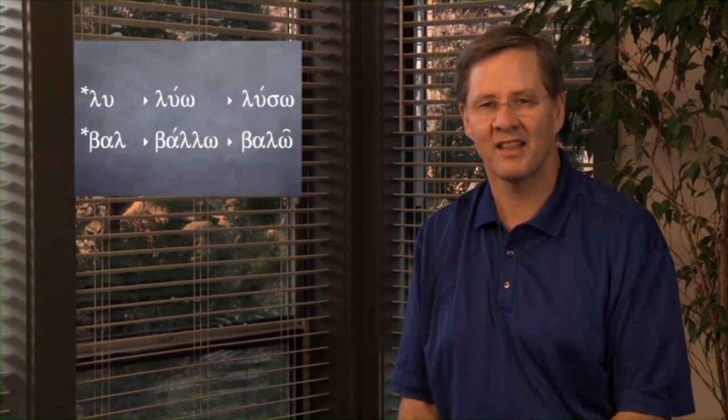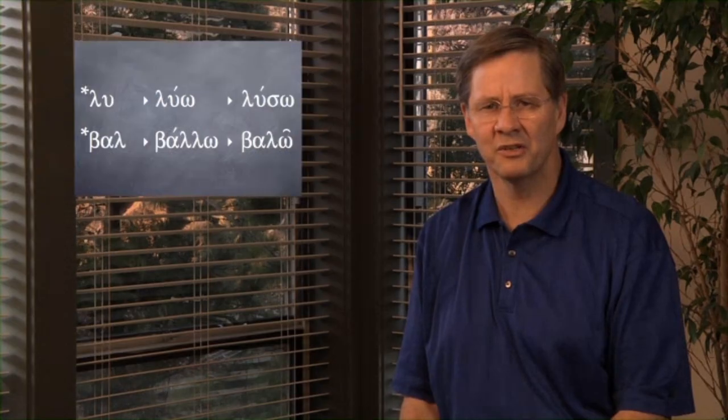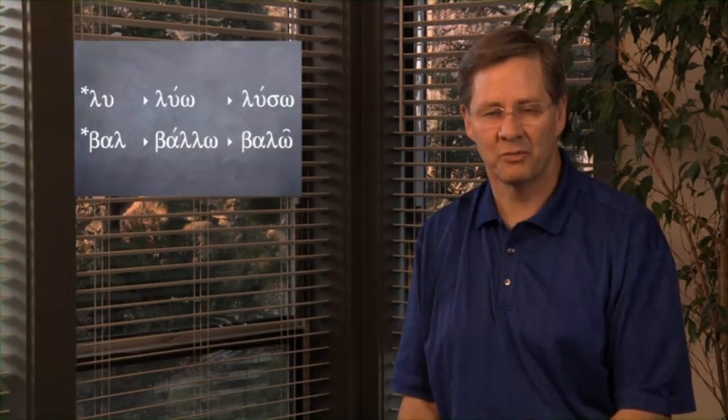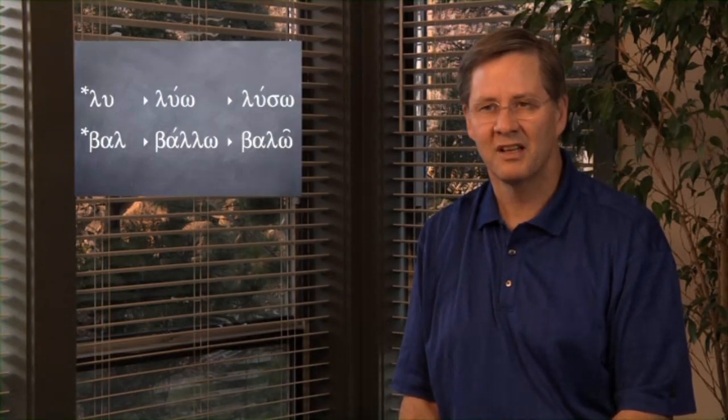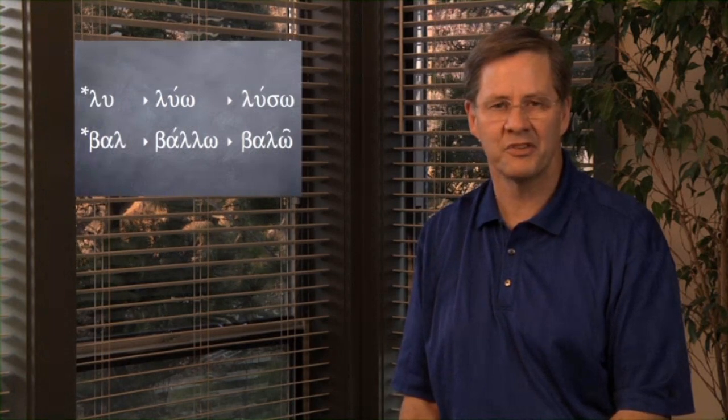Well, that's weird. How did that happen? How did you go from a single lambda in the root to a double lambda in the present? And then why is there a single lambda in the future? Okay. Well, this is the question of the relationship between roots and stems. But a root's the most basic form of the word. The stem is the most basic form of a verb in a particular tense. Okay. So once you got that down, the next question is, how do they relate?